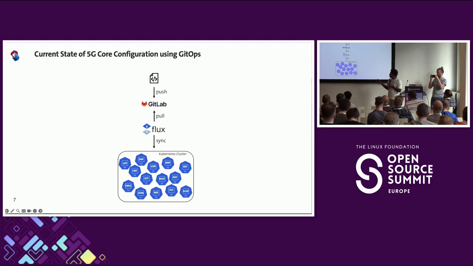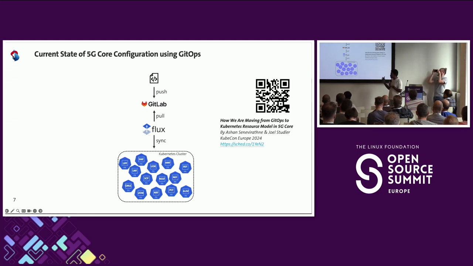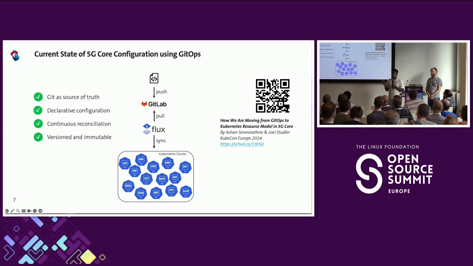Now, for the whole GitOps journey and a more in-depth overview of our tooling landscape, we presented this in one of our previous talks at KubeCon Europe, so feel free to check it out. It was done six months back. With this setup, we've achieved Git as a source of truth. It's version immutable. We also have continuous reconciliation going, and we have everything declared based on what we want.